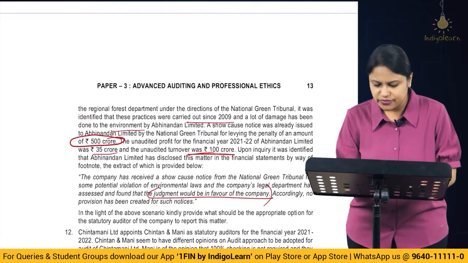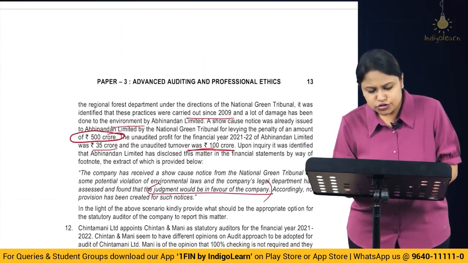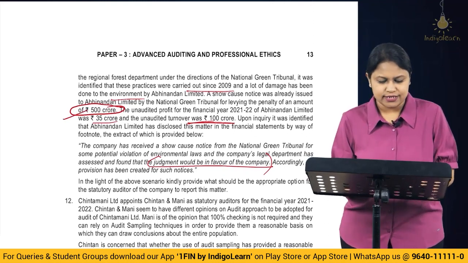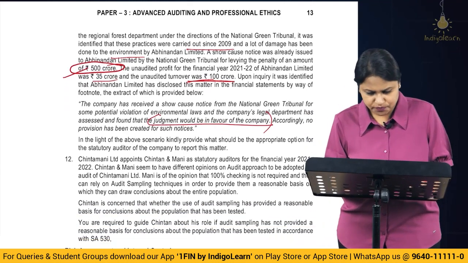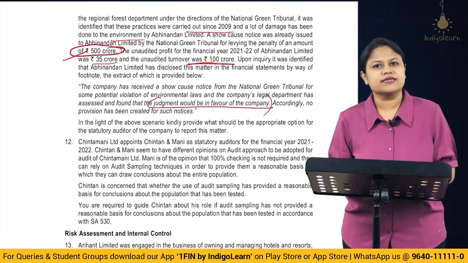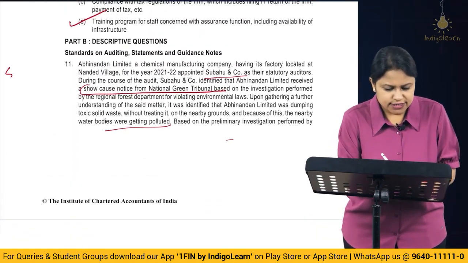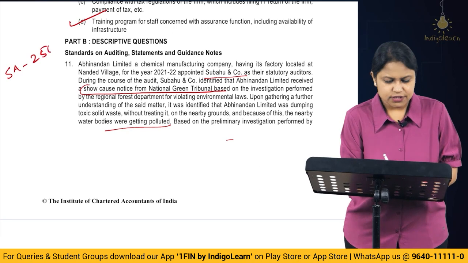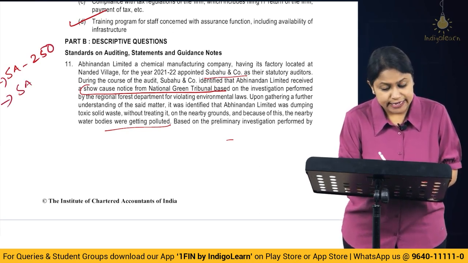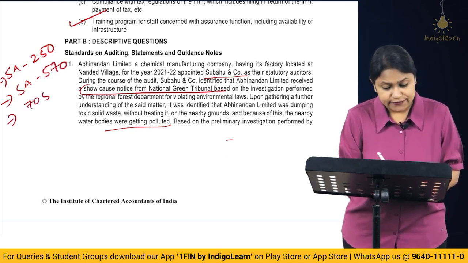So you could see that this question is indicating something regarding laws and regulations. Also, they are talking about something which is a very significant amount for an organization like Abhinandan Limited, 500 crores. And also there is non-compliance of the laws and regulations here. So if you look at it, they are focusing on SA 250. They are also focusing on SA 570 and also on 705.